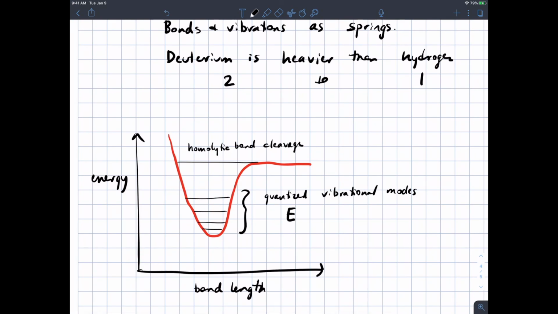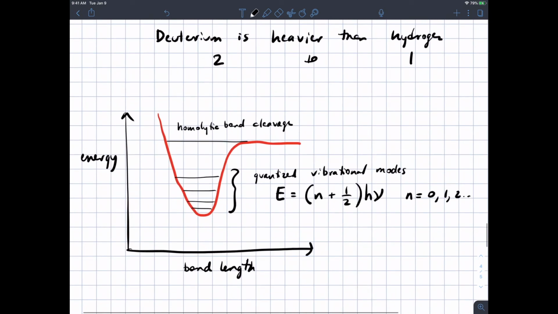Those energy levels are equal to (n + 1/2) times Planck's constant times the frequency of vibration, where n equals an integer starting with 0.